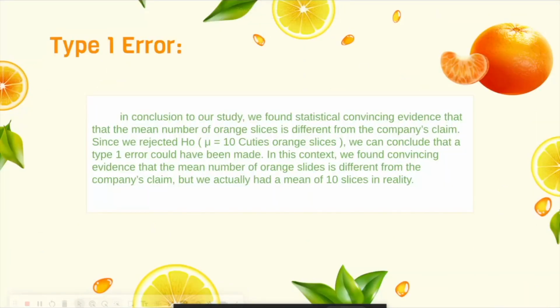So, in conclusion to our study, we found statistically convincing evidence that the mean number of orange slices is different from the company claim. Since we reject H0, the population mean equal to 10 slices, we can conclude that a type 1 error could have been made. In this context, we found convincing evidence that the mean number of orange slices is different from the company claim, but we actually have the mean of 10 slices in reality.